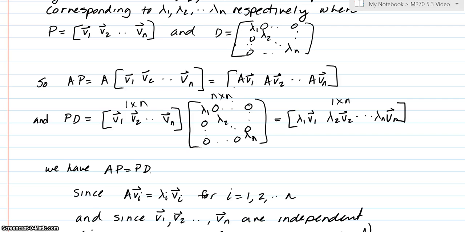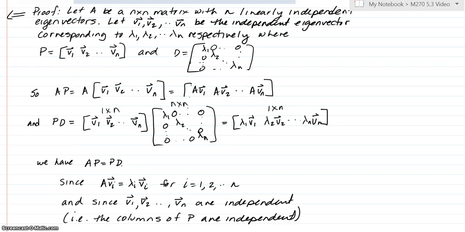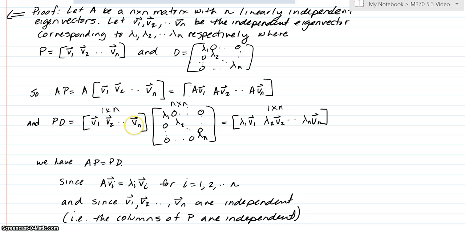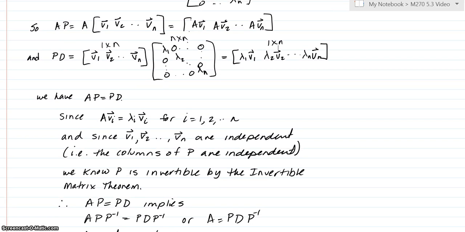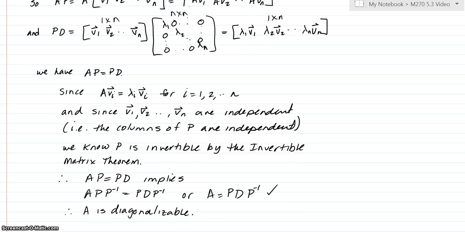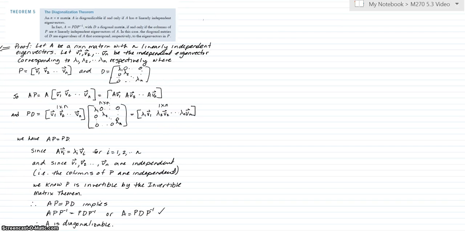Since v1 through vn were independent, if you remember, I assumed that they were independent, we know the columns of P are therefore independent. By the invertible matrix theorem, we know that P is invertible. Therefore, we can multiply both sides of this equation by P inverse, and we have that you can diagonalize A. We can also go the other way around. We can show that if you can diagonalize A, then A has n linearly independent eigenvectors. The proof of that is in the book on page 284.